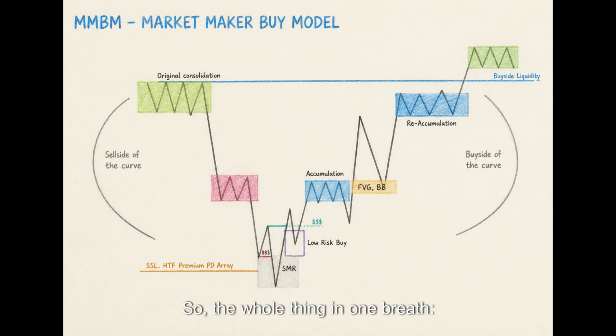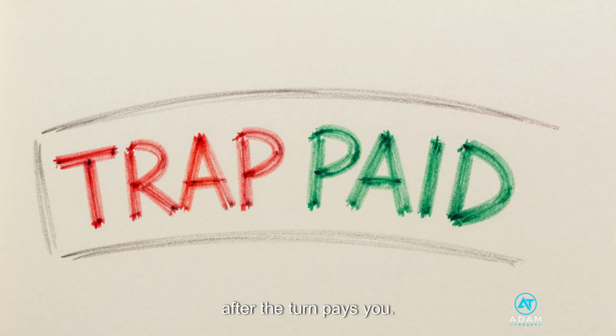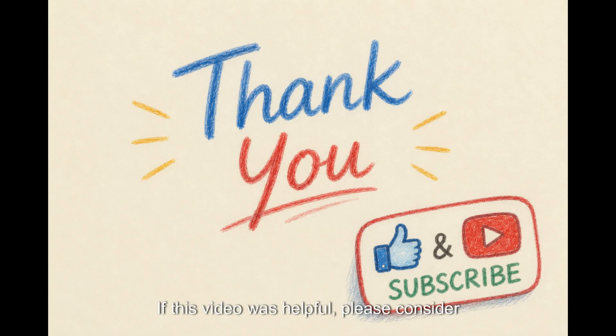So the whole thing in one breath. The sell model is a mountain, the buy model is a valley. Before the turn traps you, after the turn pays you. And the move always ends at liquidity. Find the destination and you've found the trade. It's not a pattern, it's a map. Learn to read it and you stop being the liquidity.